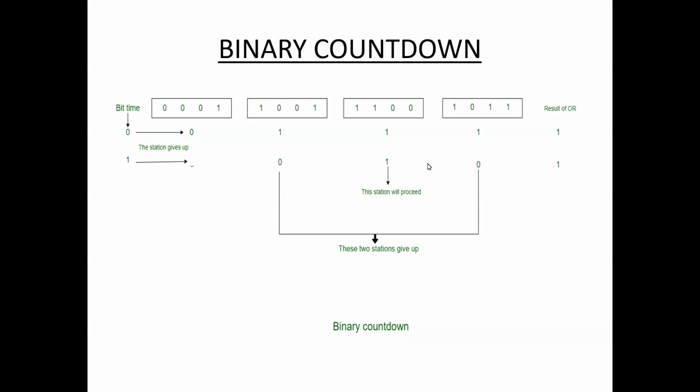Here the second bit is 0, here the second bit is 1, and here the second bit is 0. Now once again we perform the OR operation: 0 or 1 is 1, and 1 or 0 is 1. The result of the OR operation is 1. That means whenever the second bit is 1, only that station stays in the competition and the remaining ones drop out.